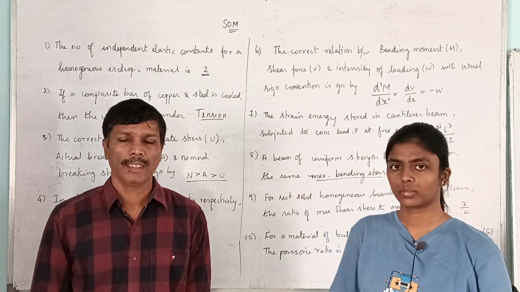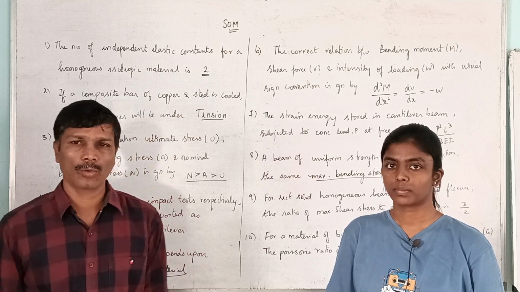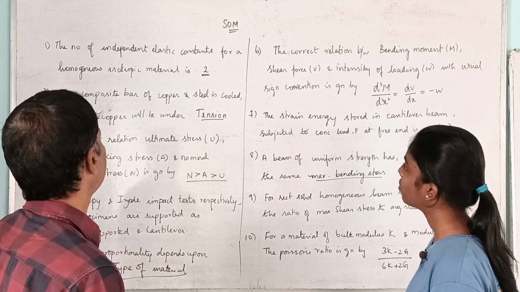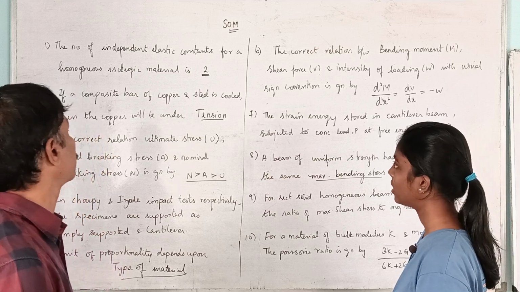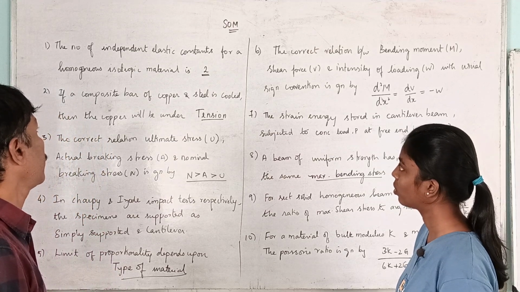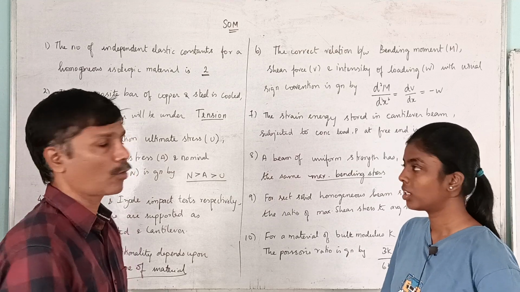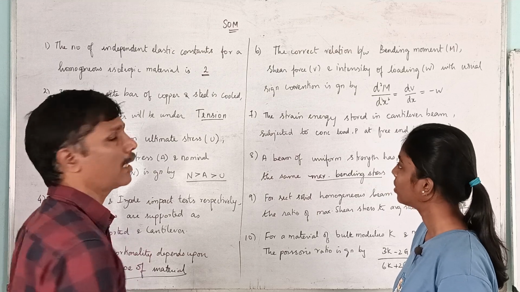The first question is the GATE test recap, one question at a time. First question: the number of independent elastic constants for a homogeneous isotropic material is 2. The total number of elastic constants is 4, but the number of independent elastic constants for a homogeneous isotropic material is 2.